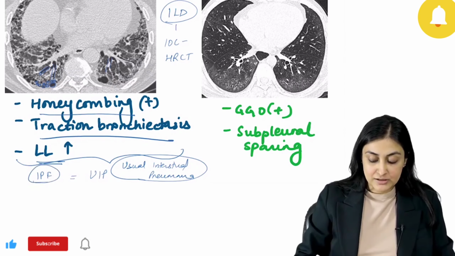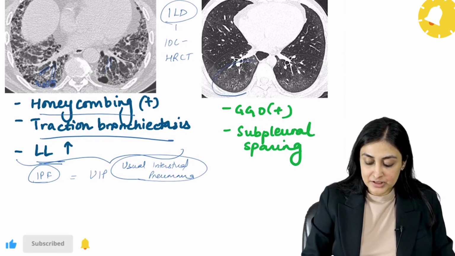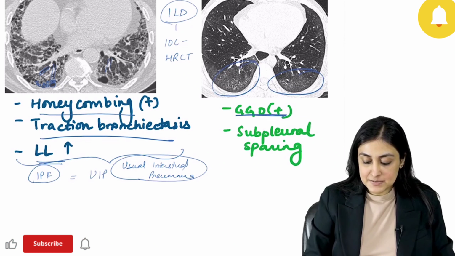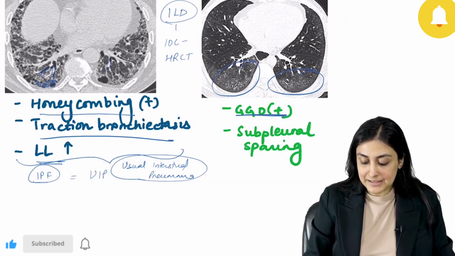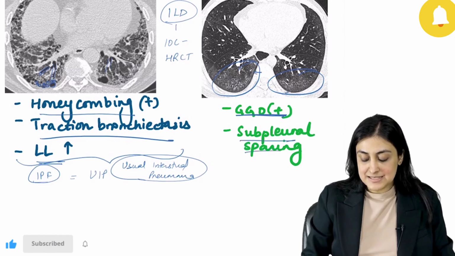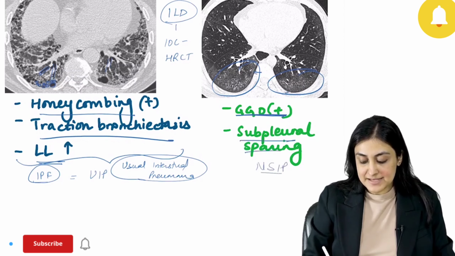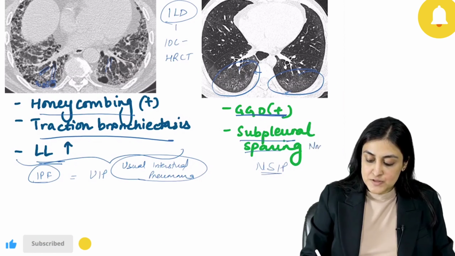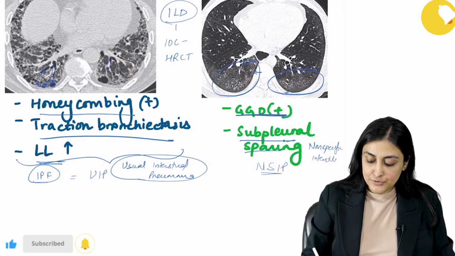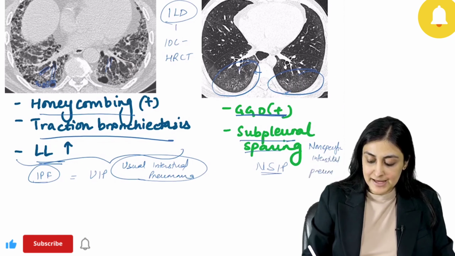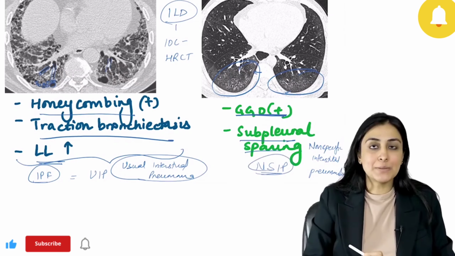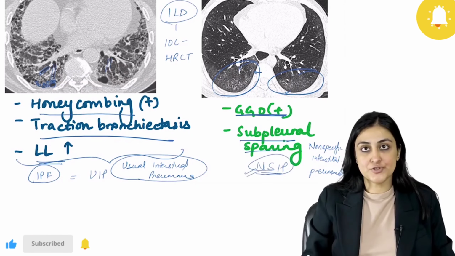When we talk about the other ILD, you have predominant ground glass opacities. Do you see? There are ground glass opacities and there is this black rim where you have sparing. This is the subpleural sparing that you are seeing. So this is seen with NSIP, which stands for non-specific interstitial pneumonitis. Out of these two, remember, it is NSIP which has a better prognosis than UIP, and it affects slightly younger patients.